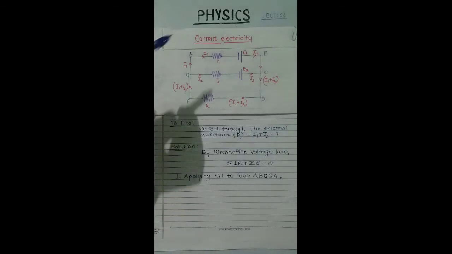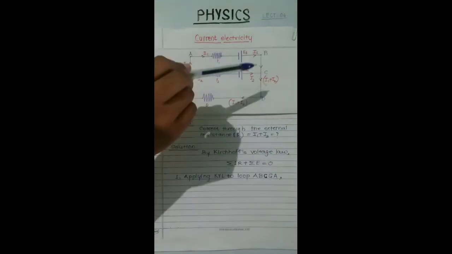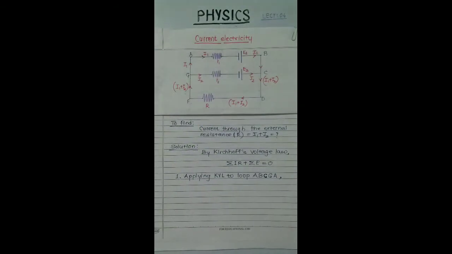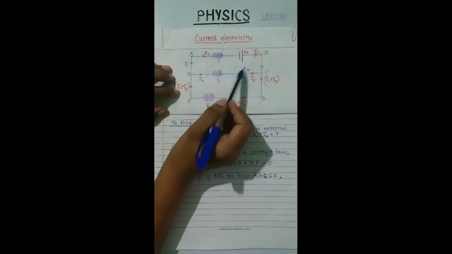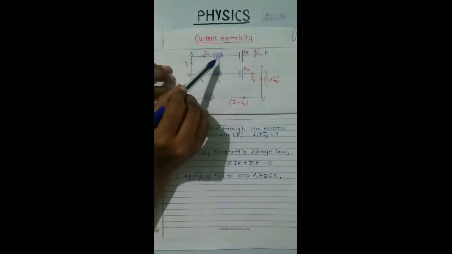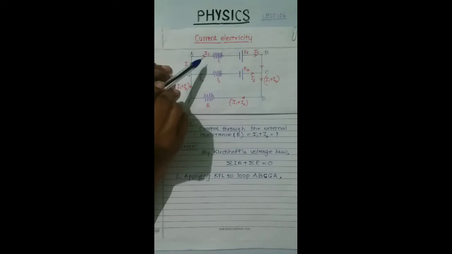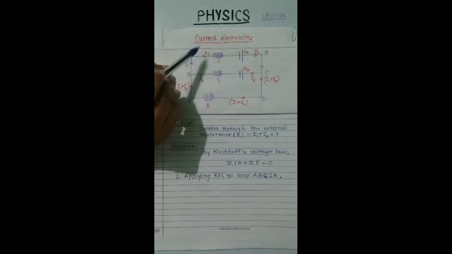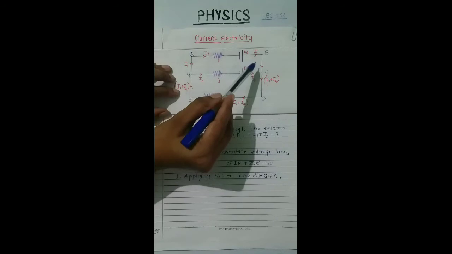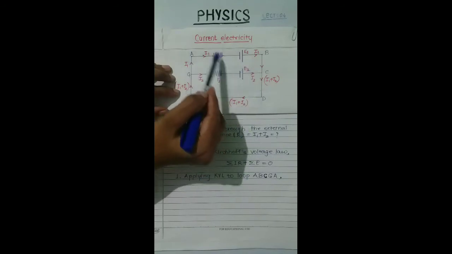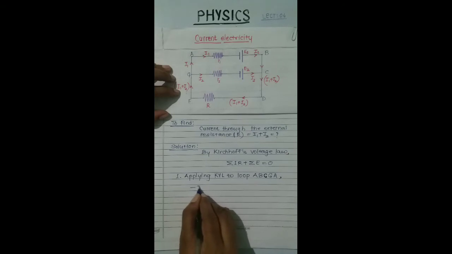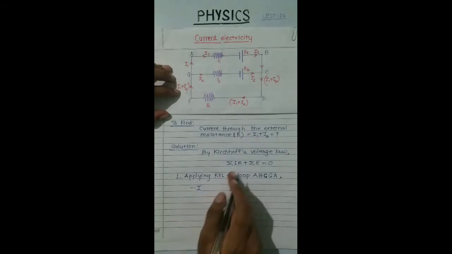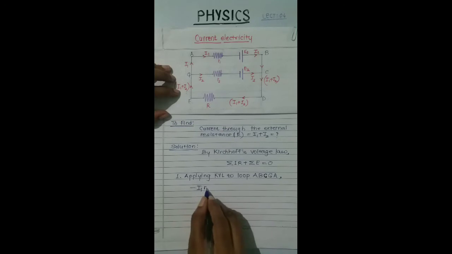First, applying KVL to loop A, B, C, G, A. For this loop, we are tracing in clockwise direction. First we get resistance R1, current passing through it is I1. So this product is I1 R1. Direction of tracing is the same as direction of current, so this product is negative. The sign conventions we have seen in the second lecture, so we use that sign convention. So first we write summation of IR: minus I1 R1.